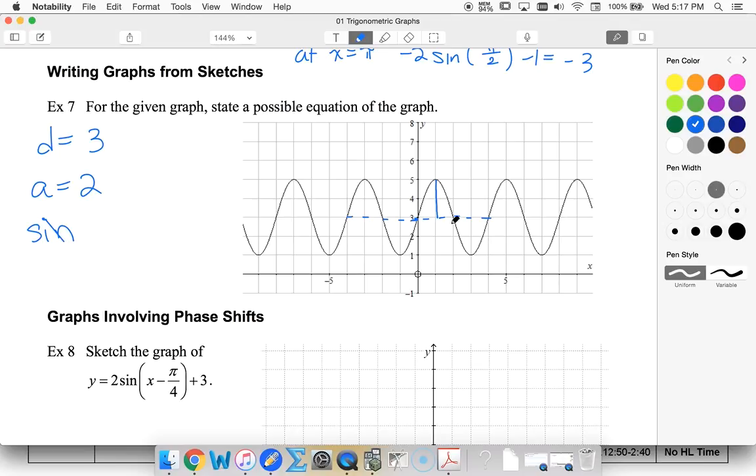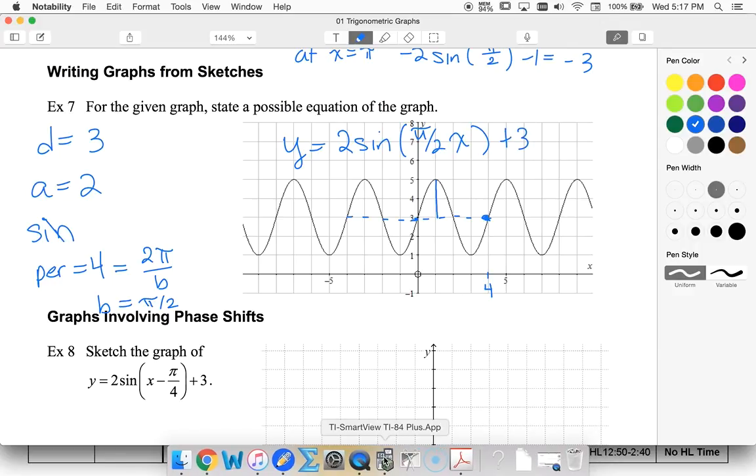And I also want to look at my period. So I want to complete one full cycle. I do that here. So that is a full cycle of 4. So my period is 4. And I know that my period is also equal to 2 pi divided by the b value. Well, if I solve this equation, that tells me that my b value must be 2 pi divided by 4, which is the same as pi over 2. That tells me this equation must be y equals 2 sine of pi over 2x plus 3.